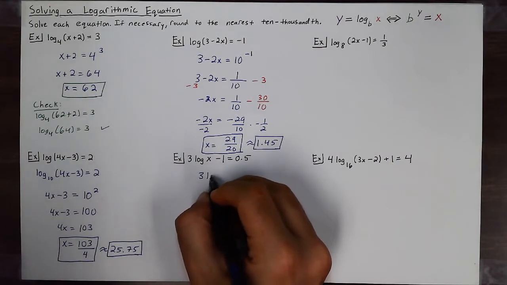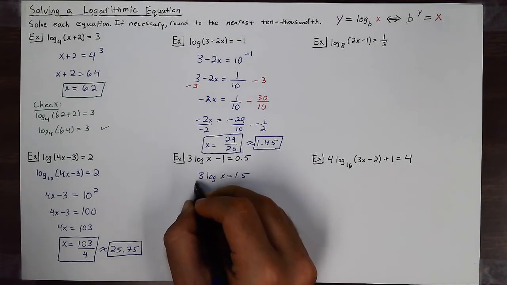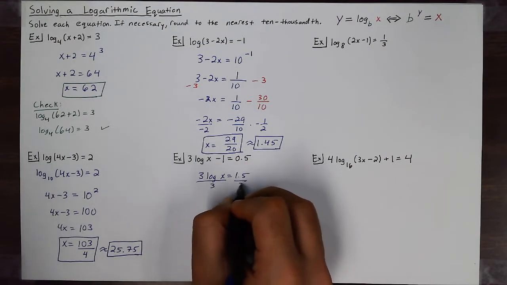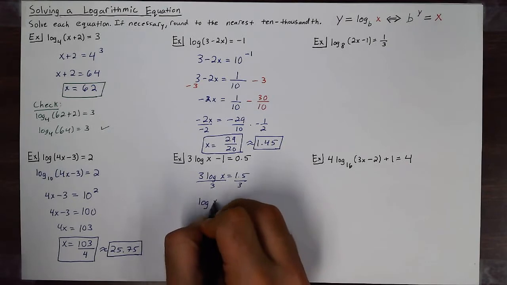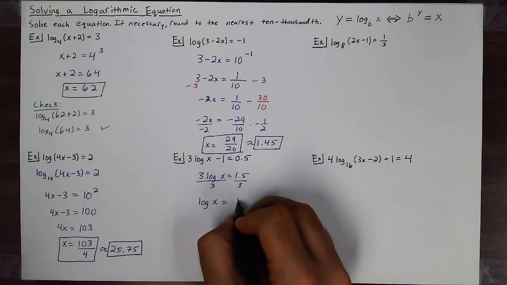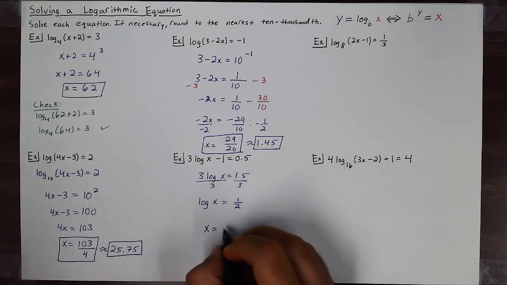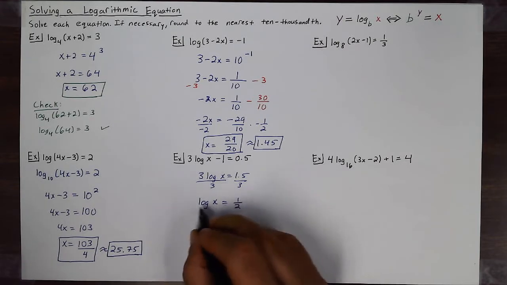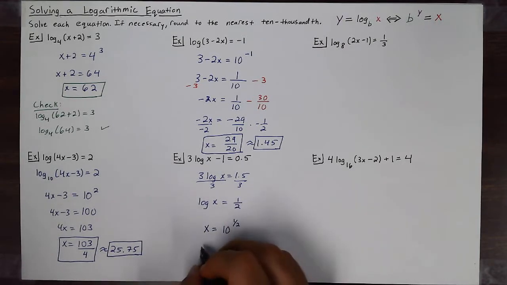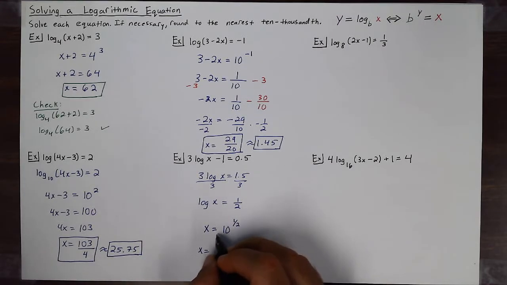So we'll add 1 first to get 1.5, then we'll divide by 3 to get log x is equal to 1.5 over 3, which is equal to 1/2. And then we'll rewrite our number. So we get x is equal to 10 to the 1/2 power. Now we know that anything to the 1/2 power is a square root of that number. So we'll have x is equal to the square root of 10 as our final answer.